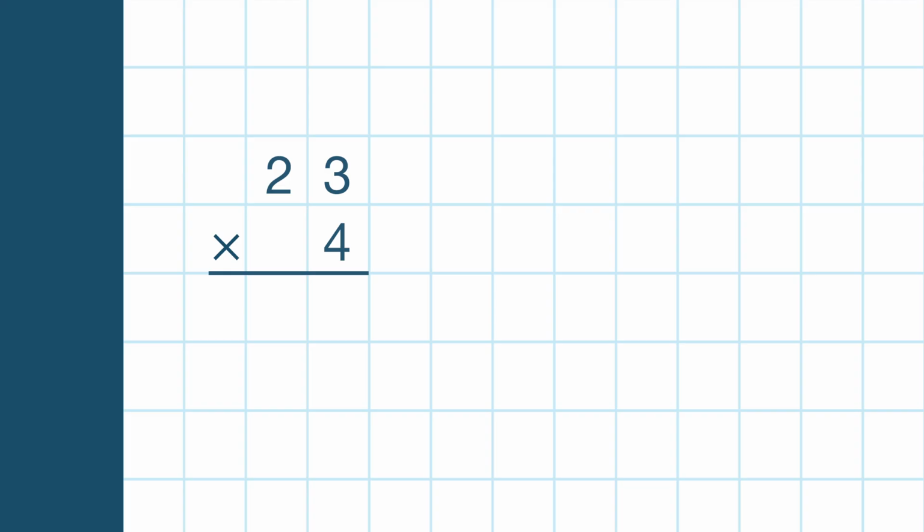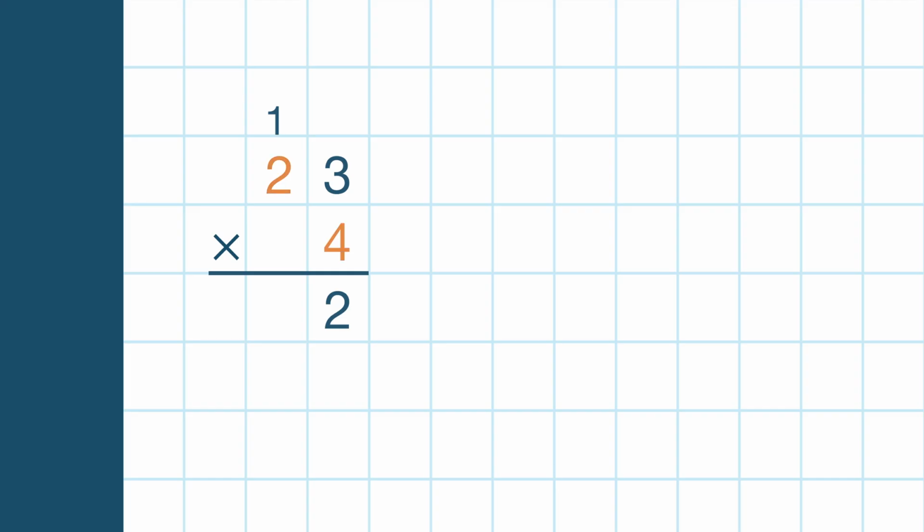Start by multiplying the ones place. 3 times 4 equals 12. Write the 2 in the ones place below and carry the 1 to the tens place, above the 2 in 23.